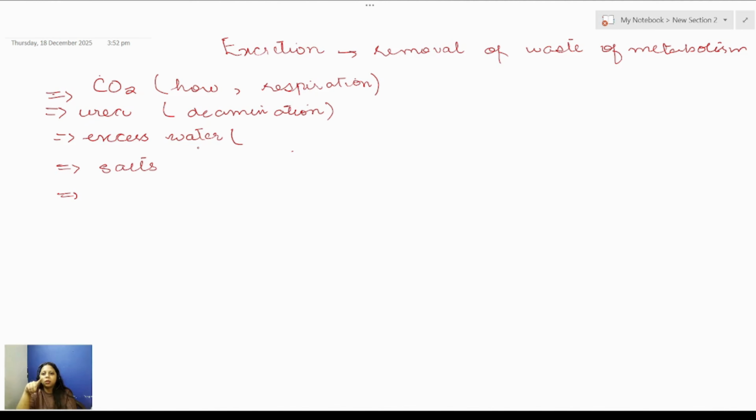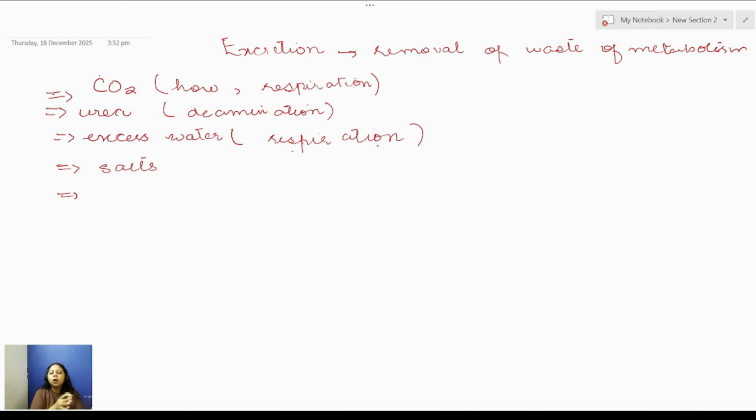So we are talking about the removal of waste of metabolism. So water is one of the wastes of metabolic reactions. Name any one metabolic process which produces water. Again, respiration. It's simple. Glucose produces carbon dioxide and water. Okay, so you need to think more. So these are the three major products of the metabolic reactions that take place in your body.